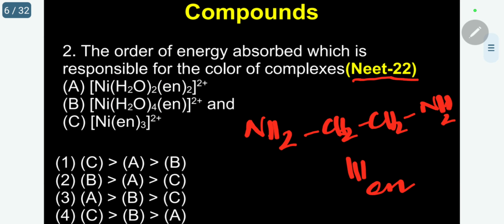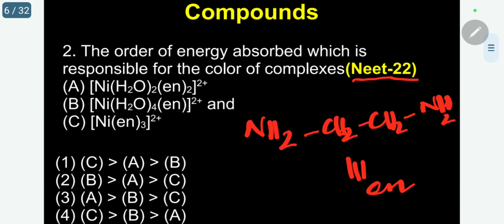The question asks the order of energy absorbed, which is responsible for the color of the complexes. A, [Ni(H2O)2(en)2]2+. B, [Ni(H2O)4(en)]2+. And C, [Ni(en)3]2+. So, which is the correct order?